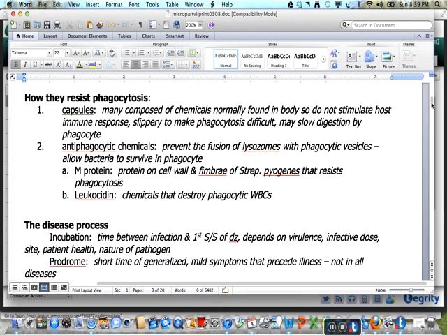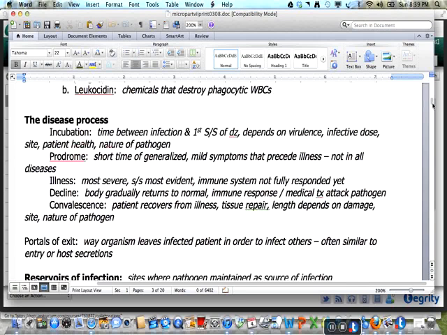The disease process often begins with an incubation period. This is the time between infection and the first signs or symptoms of disease. The length depends on virulence, infective dose, site of infection, patient health, and the nature of the pathogen. The prodrome is the short time of generalized mild symptoms that precede the illness. Not all diseases will have a prodrome, but it is the time when you feel like you are coming down with something. Illness is the most severe phase, when signs and symptoms are most evident and the immune system has not fully responded yet.